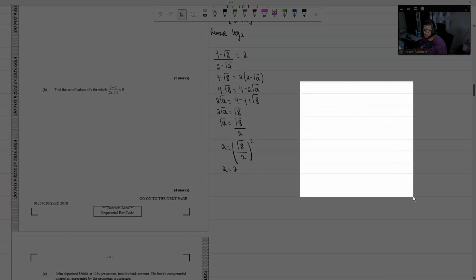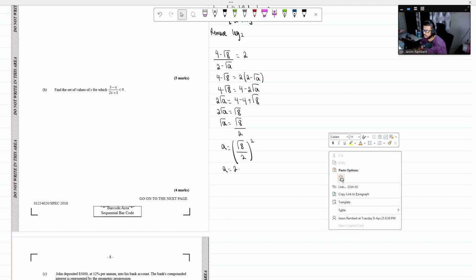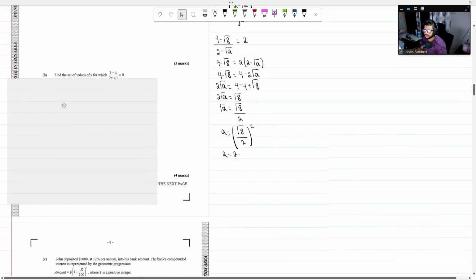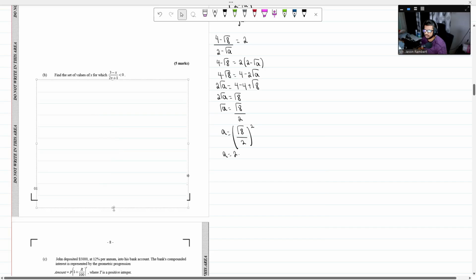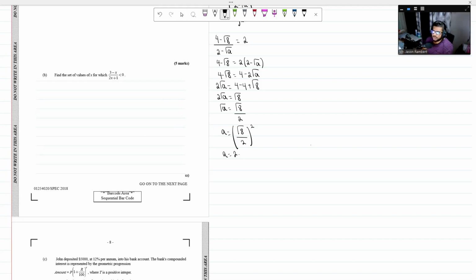So I'm just going to put the working underneath in this case, right? Just know this is 4 marks. All right, find a set of values for which this holds. So you will get a mark for 3 minus x divided by 2x plus 1 is less than 0.